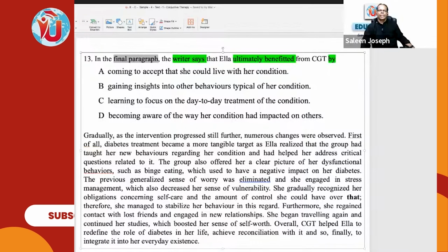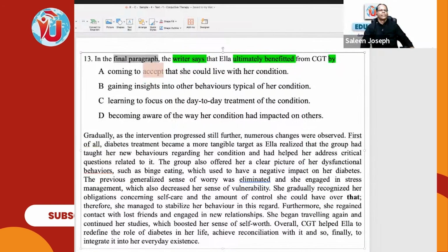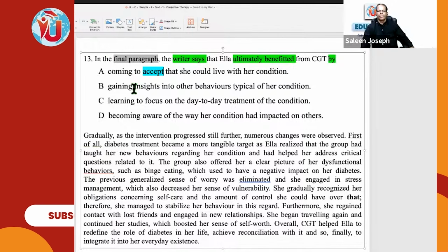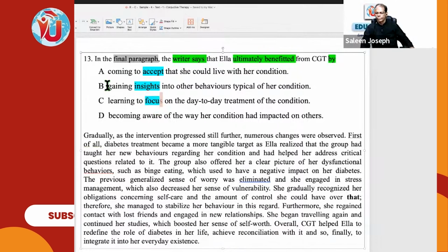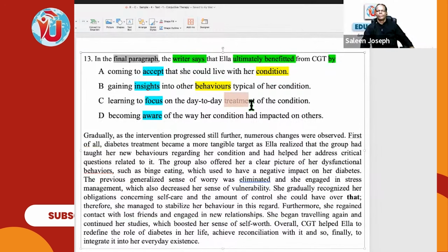Option A, coming to accept that she could live with her condition. Accept. Okay, accept. Option B, gaining insights into other behaviors typical to her condition. Insights. Focus on treatment. Aware of the way. Other thing like you can also see condition, concept-based hedging word. Behavior. Then treatment. Fact.